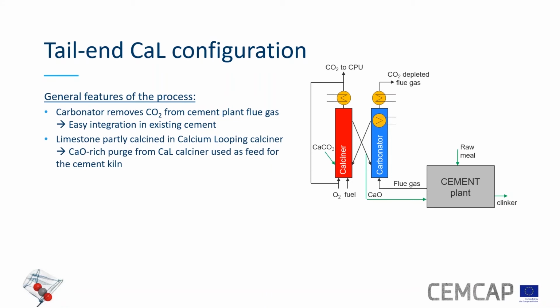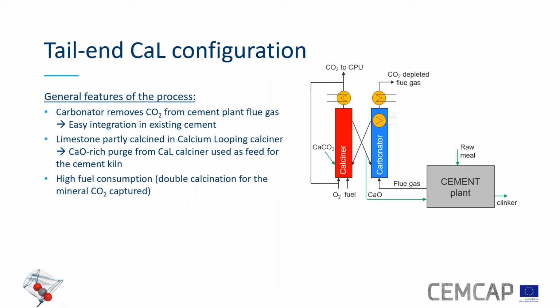Limestone that is fed to the cement plant is partly calcined in the calcium looping calciner, so it is used as source of the sorbent for the carbonator. And then you have calcium oxide purged from the calcium looping process, the green arrow in the figure, that is then fed to the cement plant.